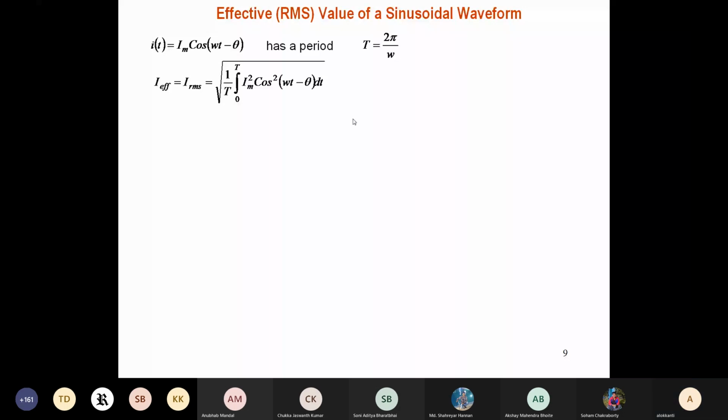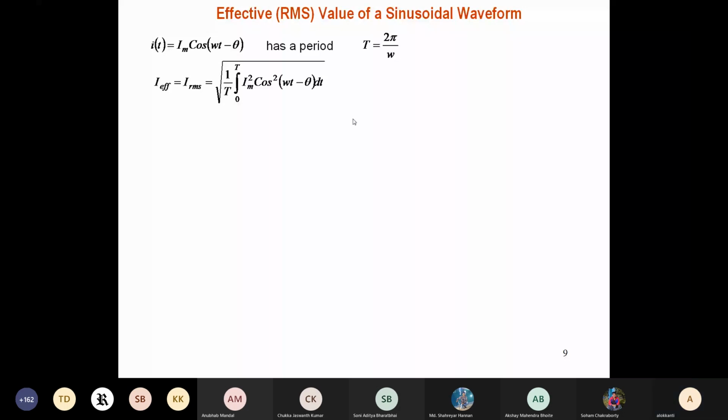It is Im cos (omega t minus theta). So you just directly substitute there, and you get Im square cos square (omega t minus theta) dt. So how will you do the integration? Cos square theta will be converted to (1 plus cos 2 theta) by 2. So it basically comes to 1 plus cos 2 theta by 2.